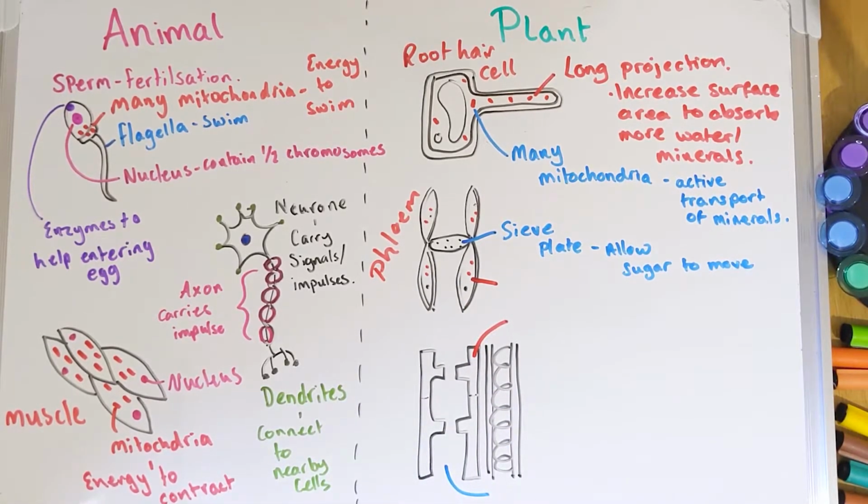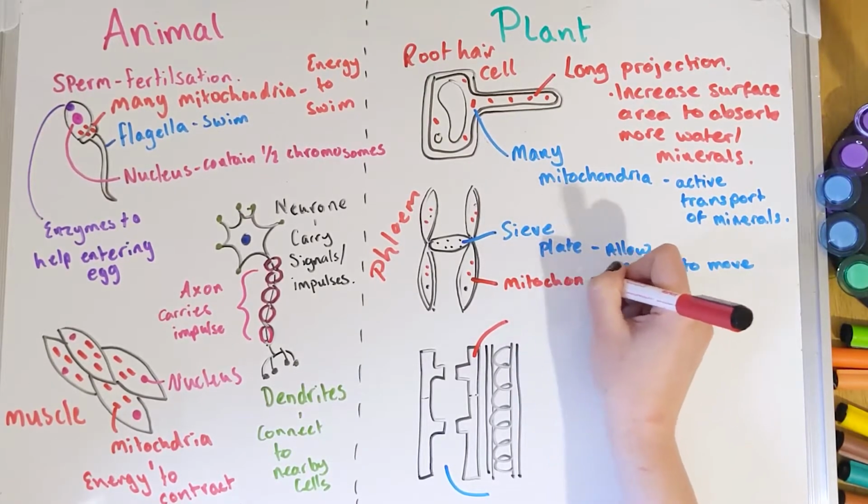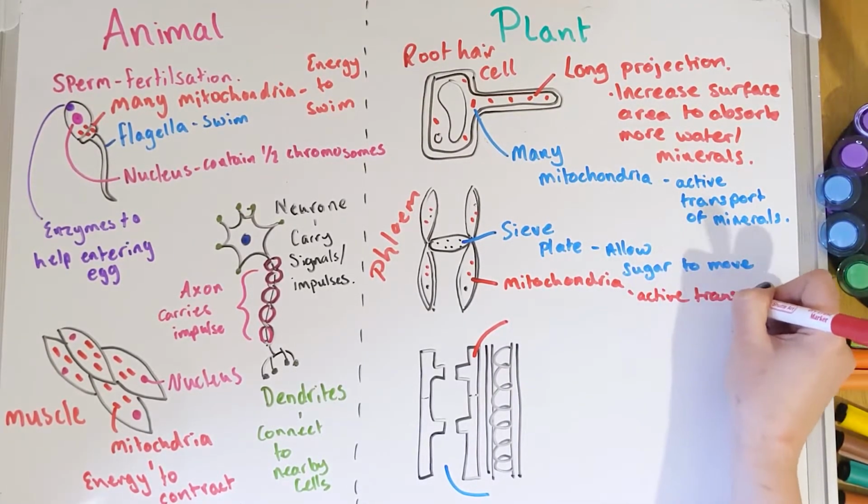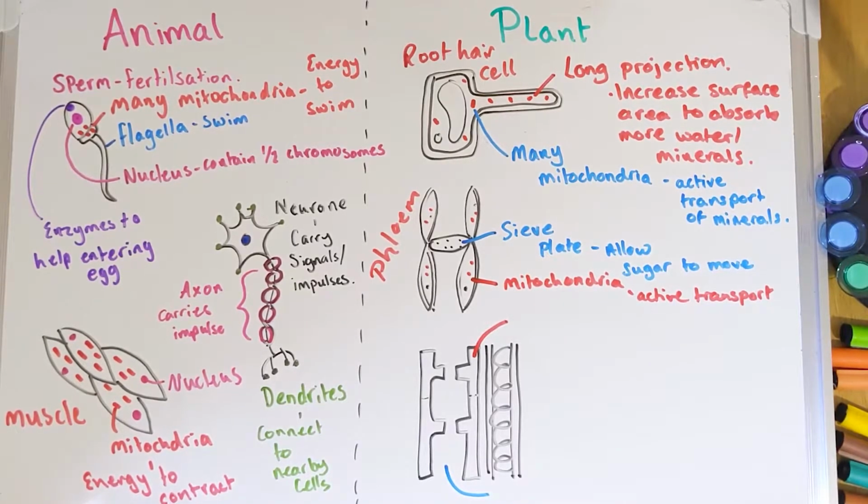The other adaptation is that they also contain a lot of mitochondria because they're moving glucose. Sometimes that needs active transport. And they're arranged end to end, so it is literally like a giant straw. The other type of cell is very similar to phloem, also stacked end to end, and is called xylem.